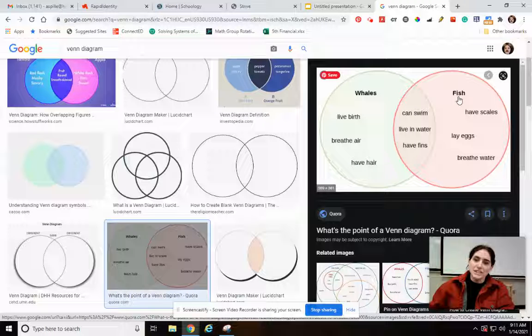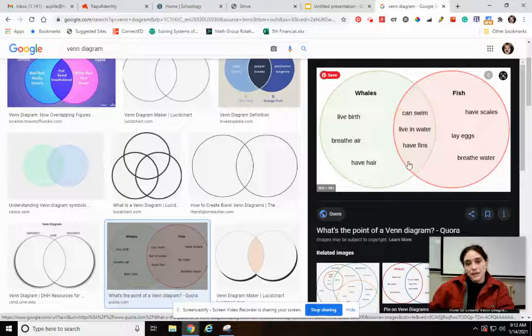This other circle is fish, and everything on the outside of this has to do with fish only. They have scales, they lay eggs, and they breathe water. This is not correct. Most fish do have scales, but sharks are fish, and they don't have scales, right? They have skin. Also, most fish do lay eggs, but there are certain breeds of sharks that don't lay eggs. They have live births. So tiger sharks, I think mako sharks, and possibly great whites, I don't remember, but there are several of them that actually give birth to live sharks. So these two aren't always correct.